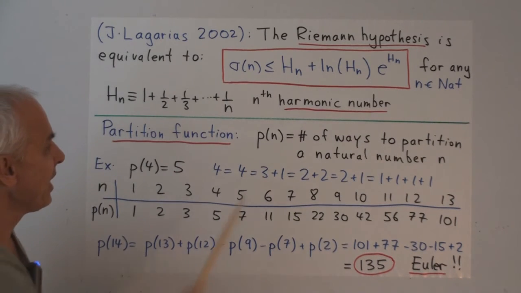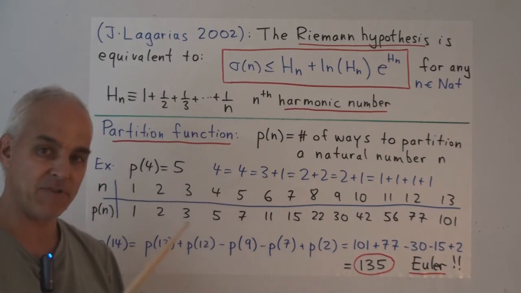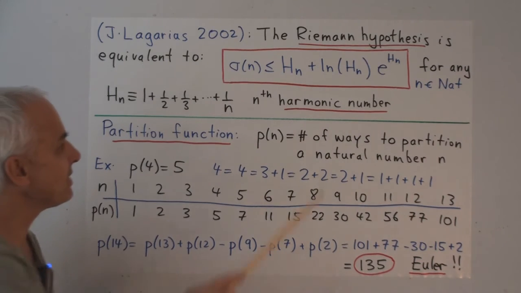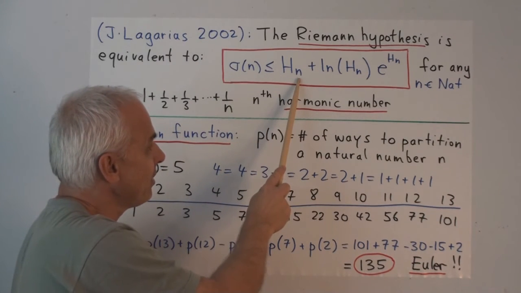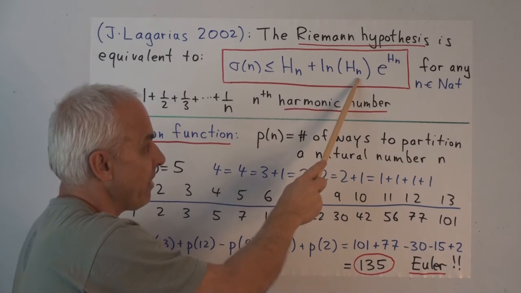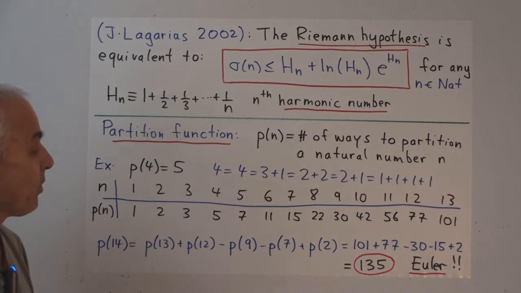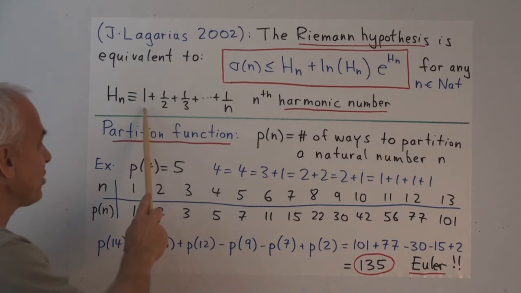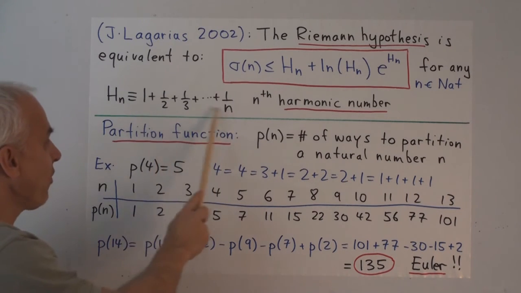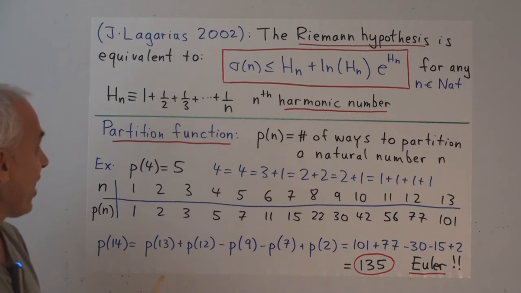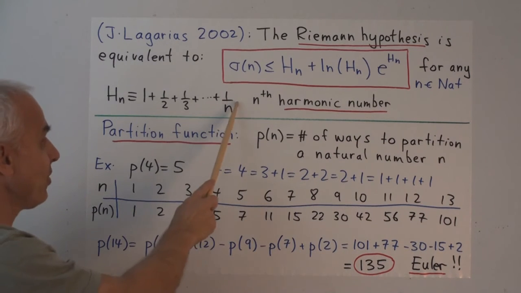It's essentially that this inequality is true for any natural number n. And what does it say? It says that sigma of n, the sum of the divisors of n, is less than or equal to h sub n plus log of h sub n times e to the h sub n. What is h sub n? It's this rational number here, the sum of all the fractions, 1 plus a half plus a third, all the way up to 1 over n.